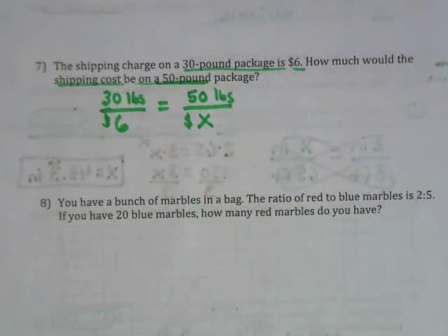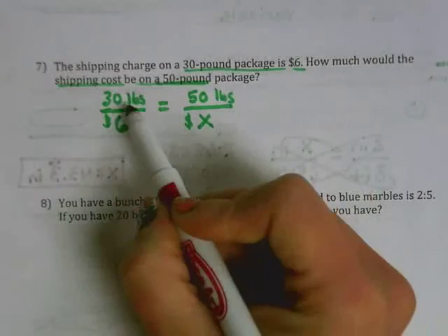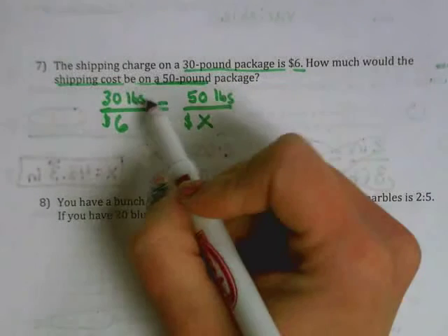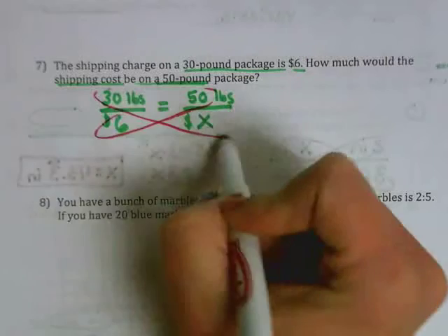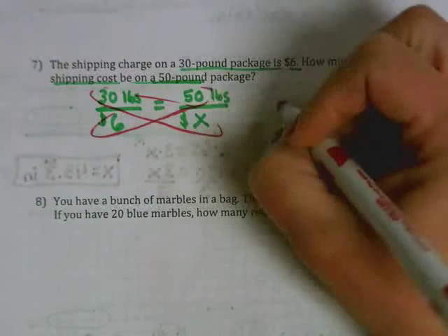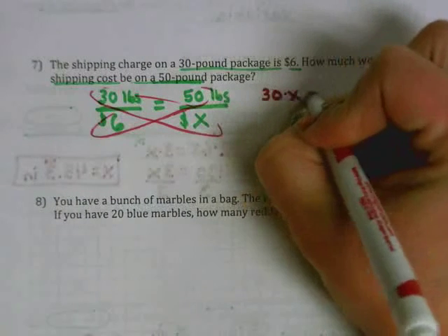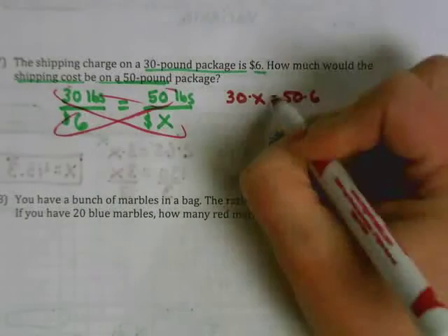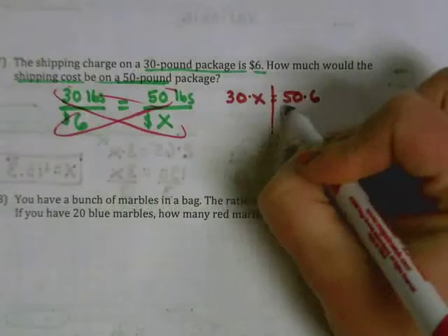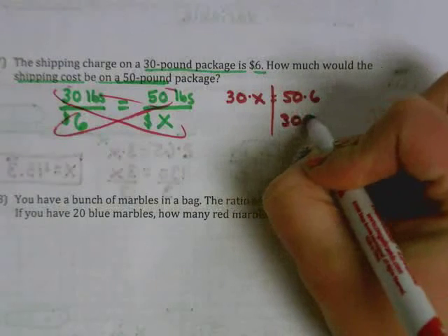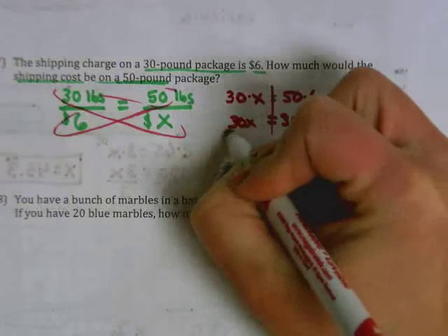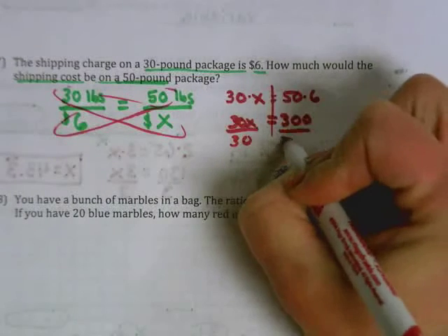Now this one, we're past number 4, so we could use a different method other than cross products. If it was easy for you to say, how do I get from 30 to 50? What would I multiply by? If you can do it that way, great. I'm just going to do cross products because for me, I think it's going to be just as fast. And I'm going to say 30 times x equals 50 times 6. This times this equals this times this. 6 times 50, 5 times 6 is 30, so 300 equals 30x. I don't think we need a calculator for this one at all.